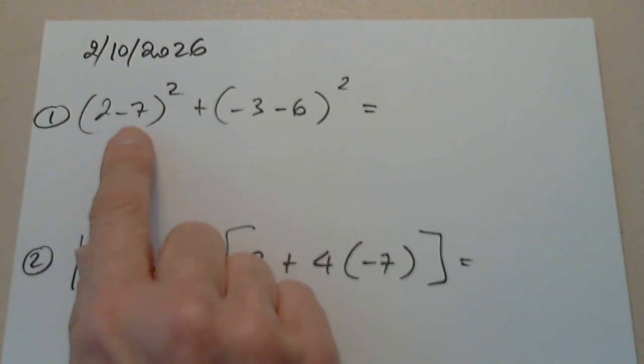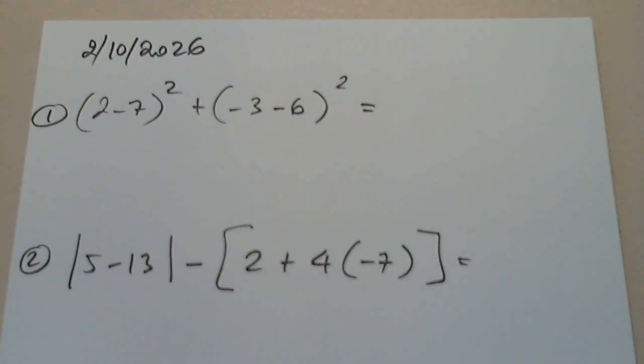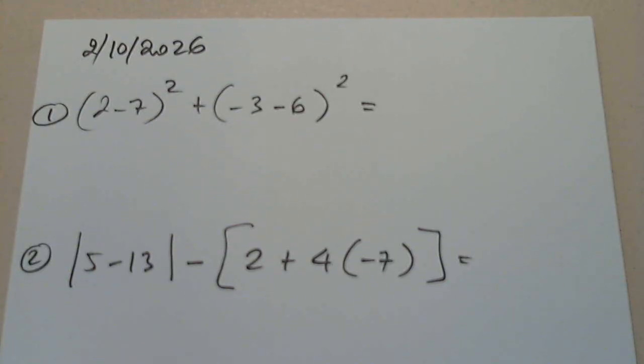So we're working on 2 minus 7 everything squared plus quantity negative 3 minus 6 squared. Who would like to tell us what to do first? Please. It's okay if you're wrong, so just please participate.